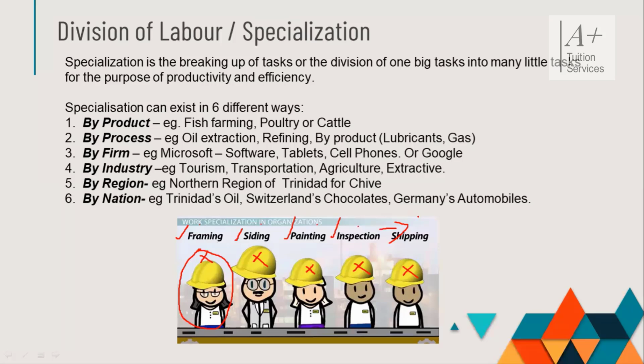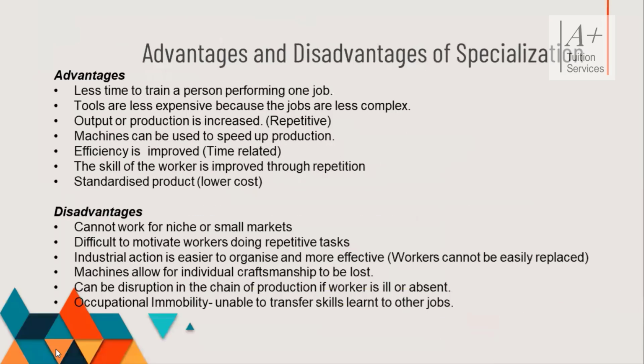Whereas Mary producing one product for the day, they can now produce about 10 or 15 products for the day. And hence we have productivity and by extension, efficiency. We have advantages and disadvantages of specialization, and we will start with the advantages.